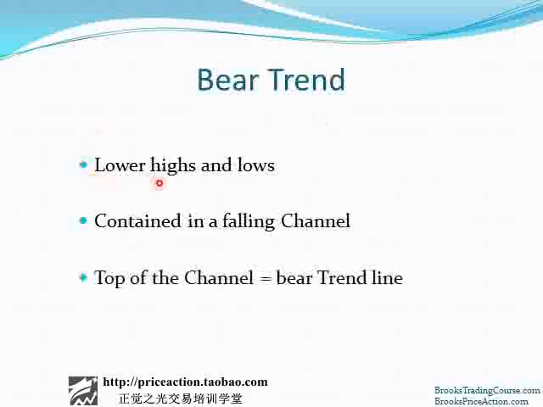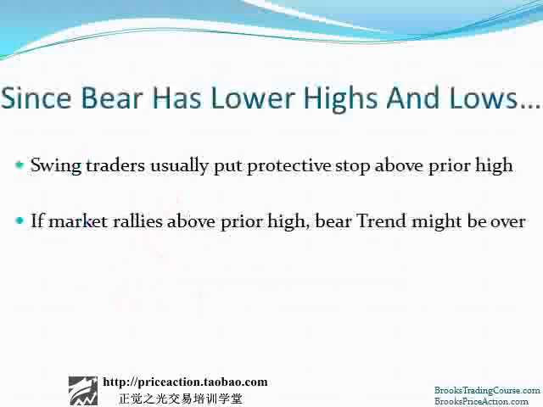A bear trend has lower highs and lower lows, and it's contained in a falling channel. The top of the channel is the trend line, and below is the trend channel line. Again, similar to a bull trend, a bear has lower highs and lower lows. As long as the market keeps making lower highs and lower lows, stair-stepping down, it's in a bear trend.